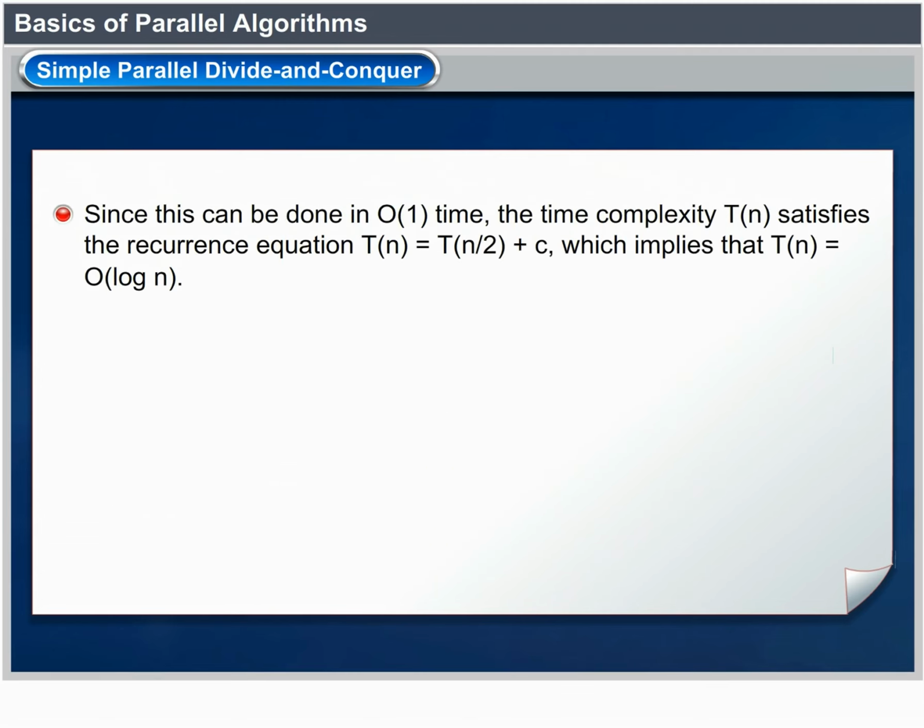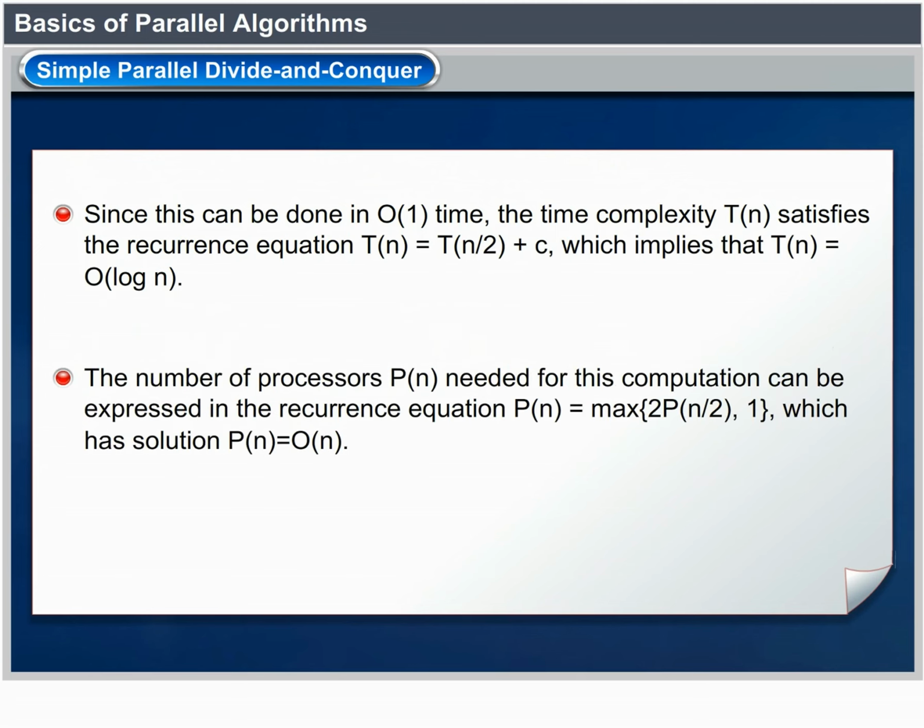Since this can be done in big O of one time, the time complexity T(n) satisfies the recurrence equation T(n) equals T(n by 2) plus c, which implies that T(n) equals big O of log n. The number of processes P(n) needed for this computation can be expressed in the recurrence equation P(n) equals max of 2P(n by 2), 1, which has solution P(n) equals big O of n.